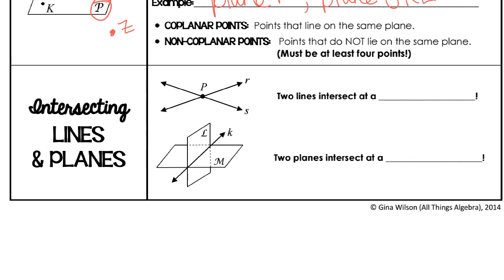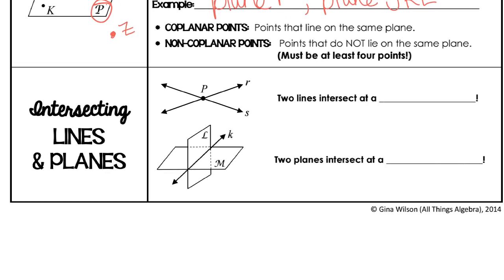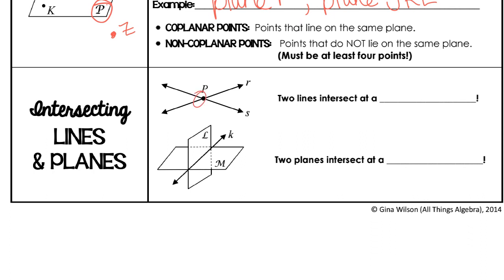2 lines always intersect at a point. Okay, and 2 planes always intersect at a line. Okay, the reason that planes cannot intersect at a point is because there's multiple points. You see, we have this endpoint here, this endpoint here, and all of the infinite points in between. So therefore, it has to be a line.